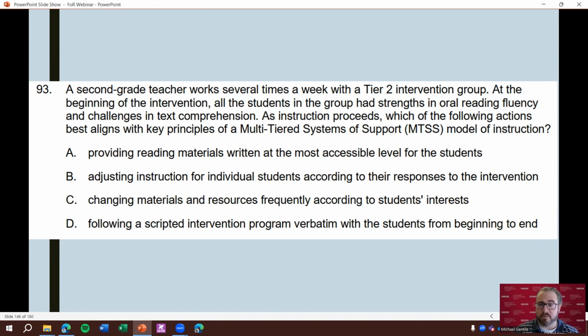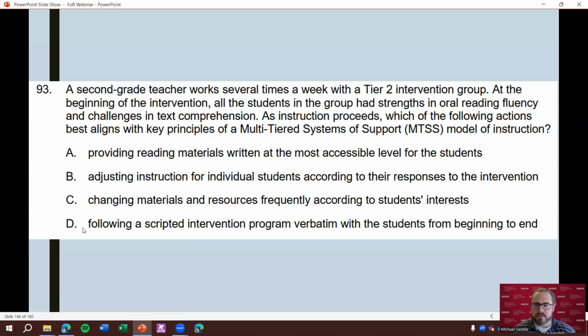The question is, what's a key principle of MTSS? Okay. So the key principle of MTSS, and you can see it here. If you just remembered that I told you that RTI is the academic side of MTSS, then you would see response to intervention right in this question, and then you'd be like, yep, responses to intervention, that sounds like MTSS, and you'd go with that one. A is providing materials written at the most accessible level for students. That's nice, but not a part of the principles of MTSS. Changing materials and resources frequently as student interest is not a key principle of MTSS.